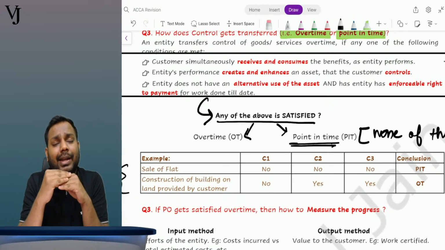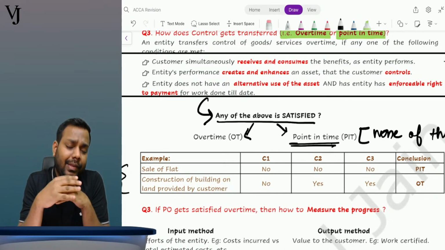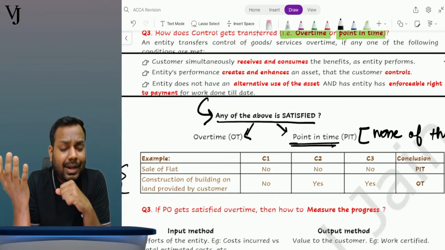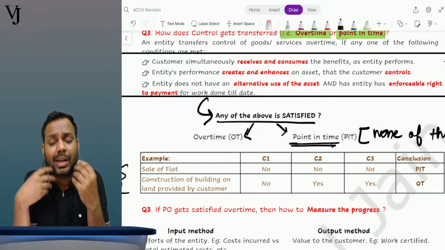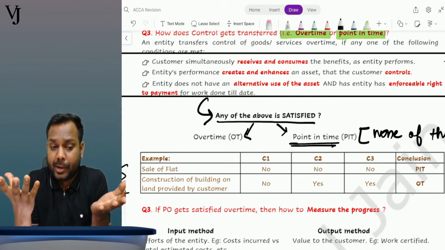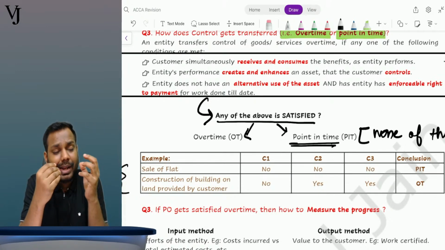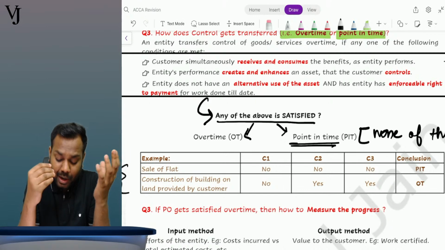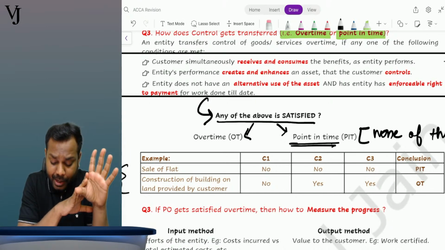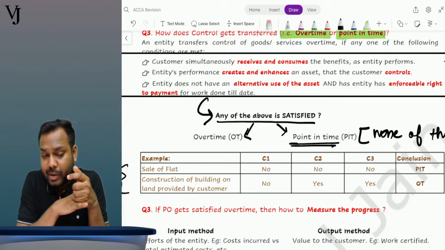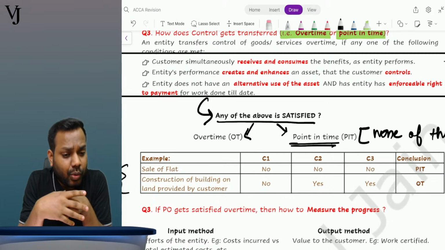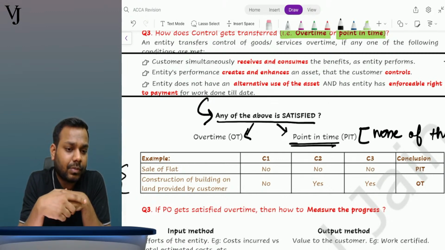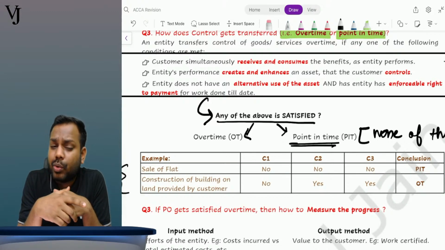Now tell me, as DLF constructs the residential apartment, is the customer getting any benefit? No, the customer is neither getting any benefit nor consuming any benefit. Now, when DLF constructs the apartment, does the entity's performance create or enhance an asset that the customer controls? Tell me, when DLF is constructing the apartment, do you think the customer controls that flat?